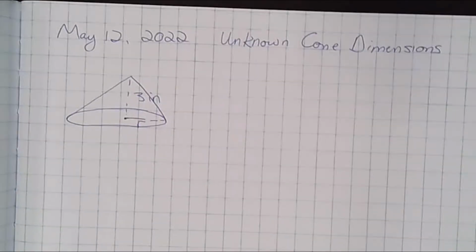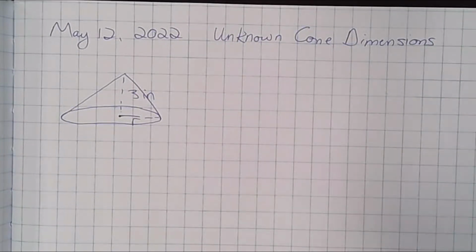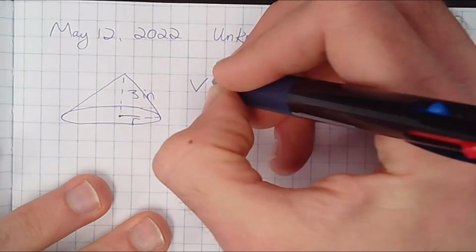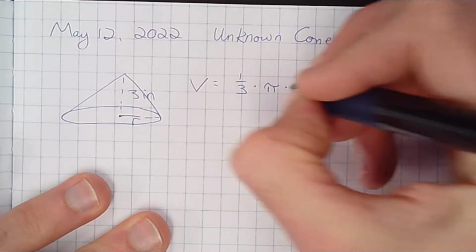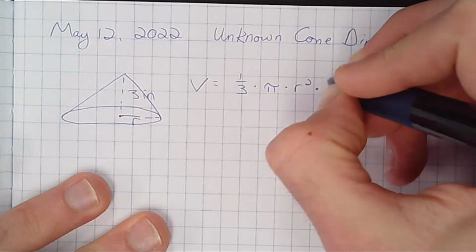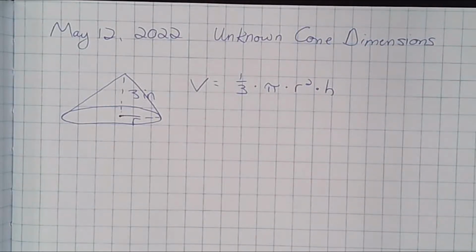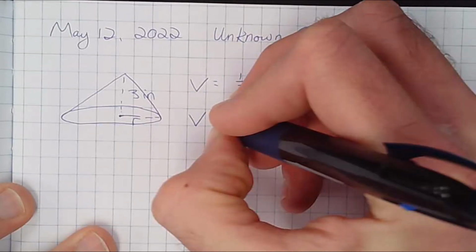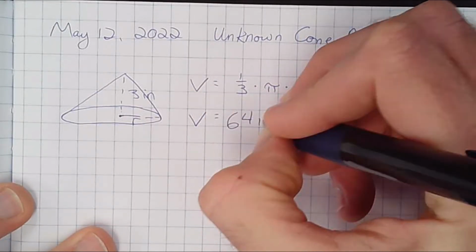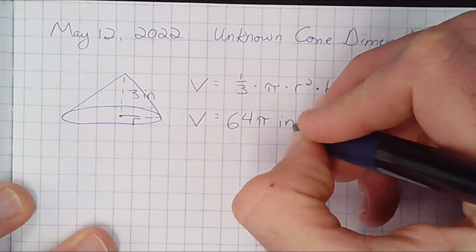Okay. So let's remember the formula for the volume of a cone. The volume of a cone is 1/3 times pi times the radius squared times the height. Now, the volume of this cone is given to us. In the problem, it says that the volume is 64 pi cubic inches.